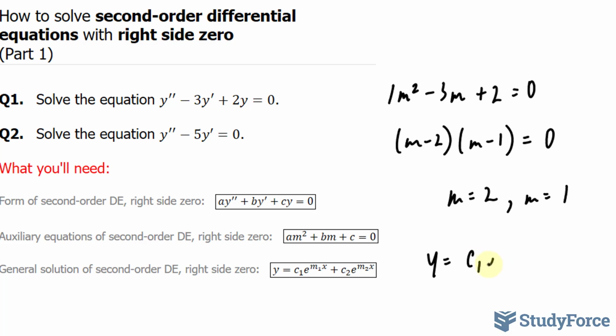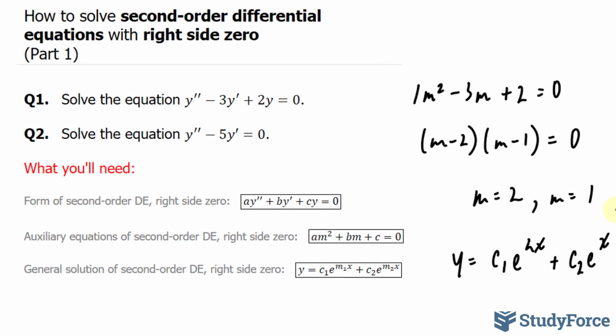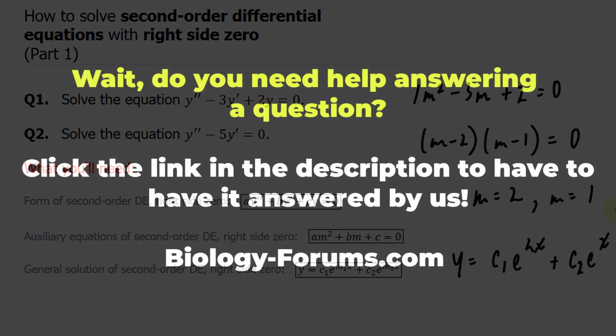Now, using the general solution of a second-order differential equation, my answer is y is equal to c1, my constant, times e to the power of m1, which we can use any of these. I'll just use 2x, plus c subscript 2 times e to the power of 1 times x, which is simply x. And that right there represents the solution for question 1.